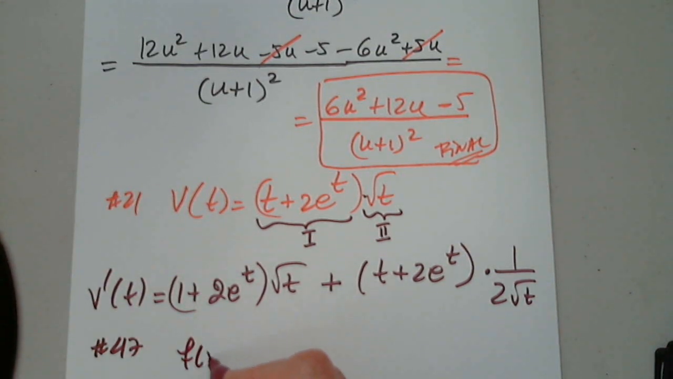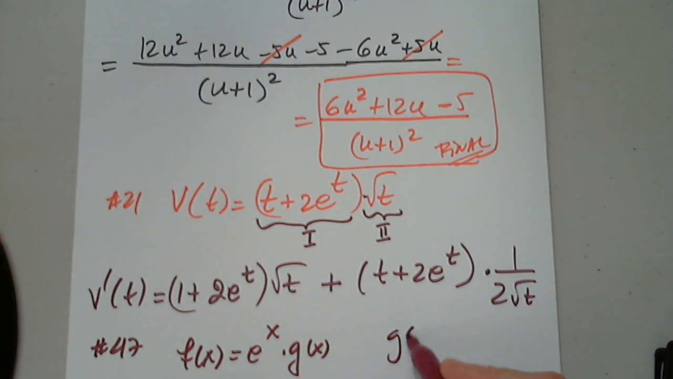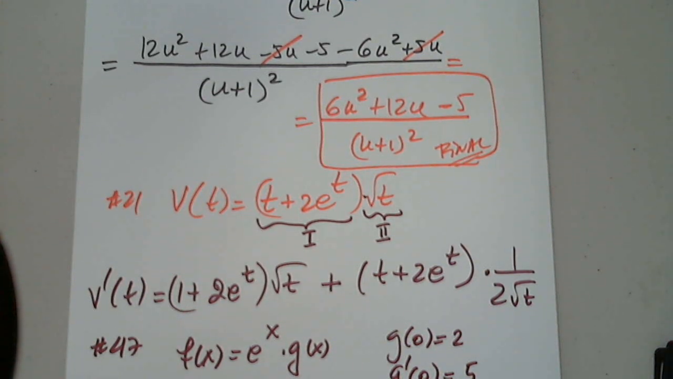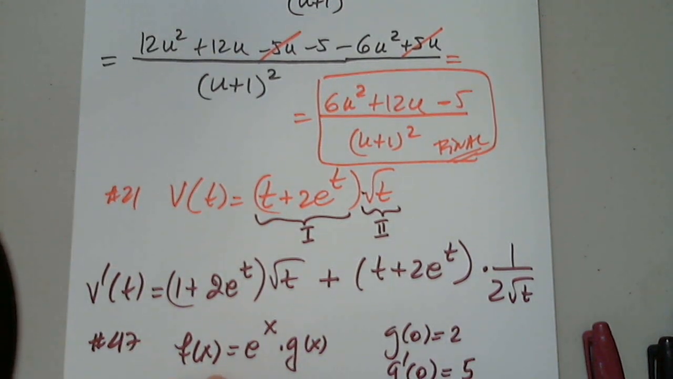we have f of x equals e to x multiplied by a function g of x that we do not have, but we are told that g of 0 is 2 and g prime of 0 is 5, and we're asked to find f prime of 0. Perfect pick. I don't think anyone in the past picked this one. Good. Awesome. So we are given a function that is the product of two functions. We are given some information here, and we're asked to find f prime of 0.